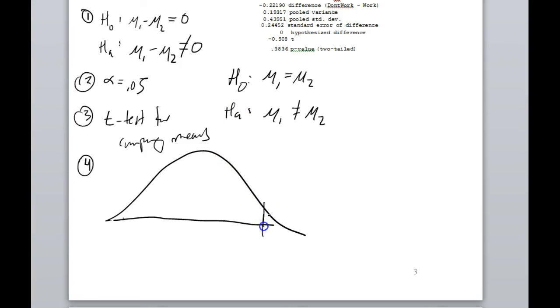So because we're equals not equals, we know that it's two-sided. And because our alpha level is 0.05, we know that we have 0.025 right here, 0.025 right here. So this is an RR, a rejection region, and so is this. And this is 0.95 here, and this is our fail to reject region.